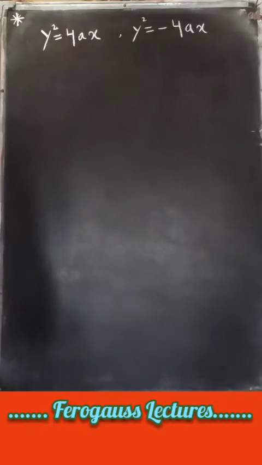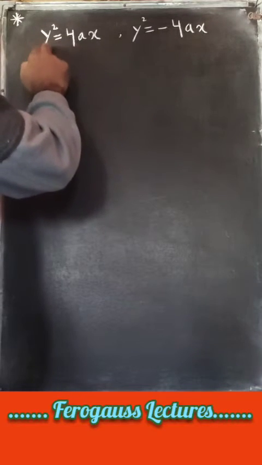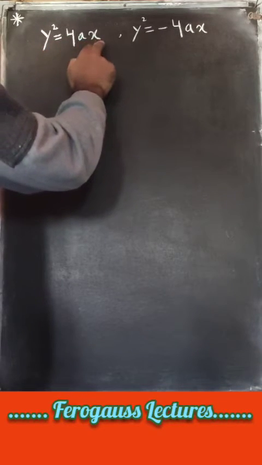In my last lecture, we derived the equation of parabola. Today, we will do some questions related to parabola. But before that, let us know something more about parabola. Now, if we have equation of parabola of this type, that is y square is equal to 4ax.